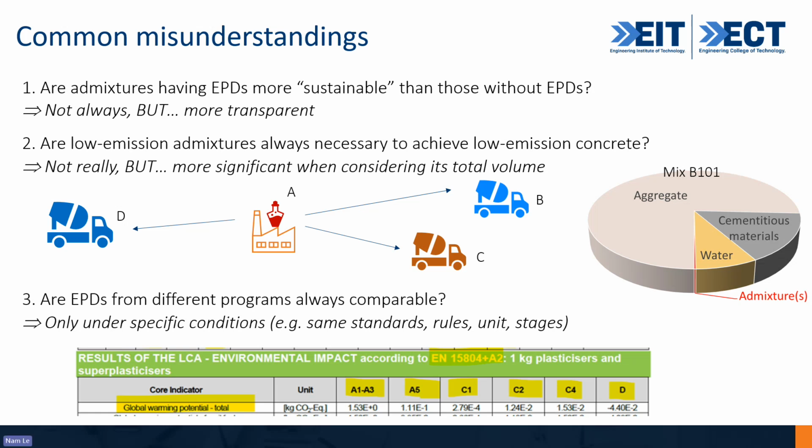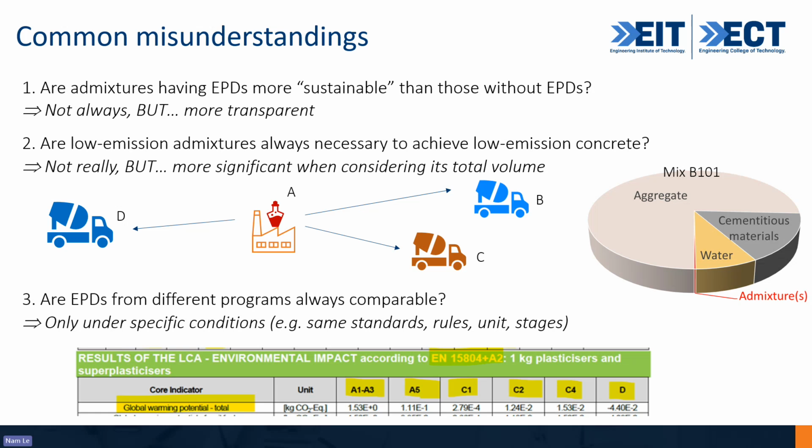Secondly, are low emission admixtures always necessary to achieve low emission concrete? This one is also not really. The reason is, as you can see here, the admixtures account for a very small percentage of the concrete. When we have low or high emissions of these admixtures, it's likely that you don't affect the total emission of this concrete much. But these admixtures can be used for concrete company A, concrete company B, or concrete company D, or whatever, right?